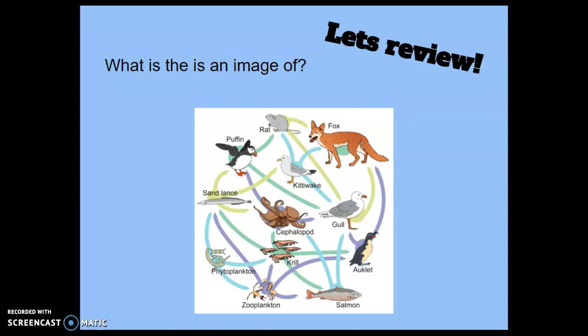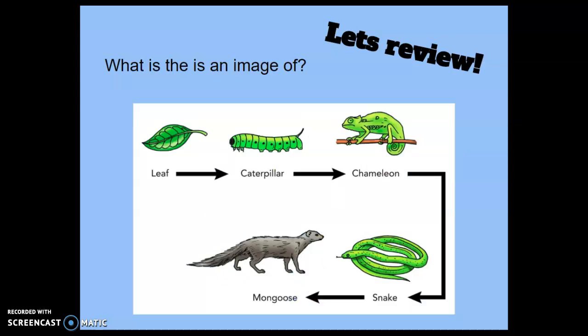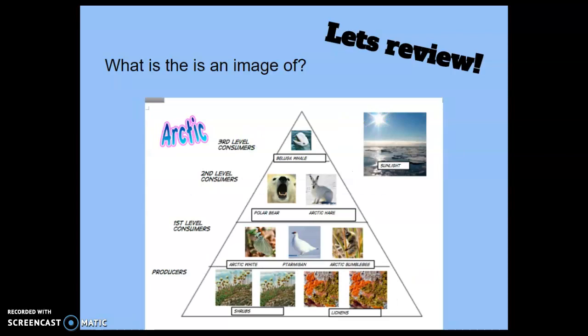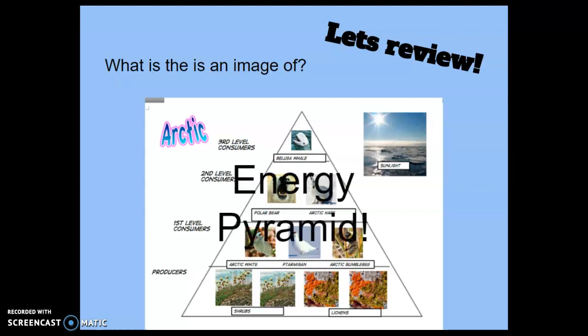What is this an image of? This is an image of a food web. Next. What is this an image of? Answer is food chain. And lastly, what is this an example of? This is what we're going to be talking about today. This is an energy pyramid.